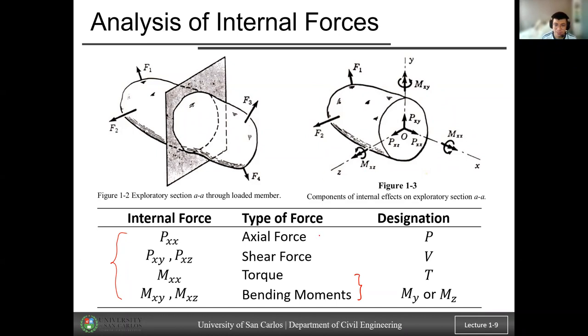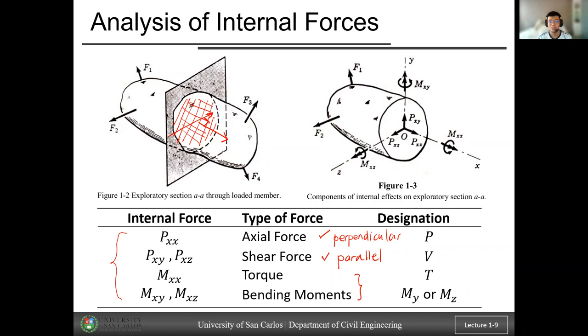So axial force is the perpendicular force from the area. It is perpendicular. So if this is the area, normally the internal force, or the axial force, is perpendicular to your area. The shear force is parallel to the area of concern. So if this is the circle, usually it goes along with the area, or the same plane.